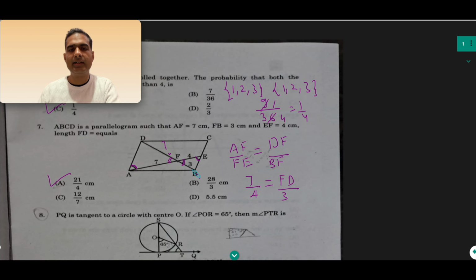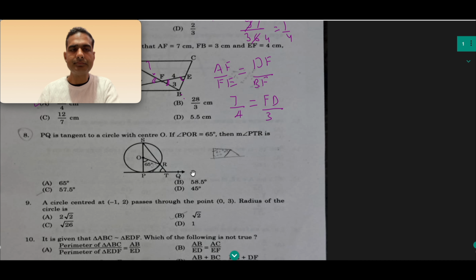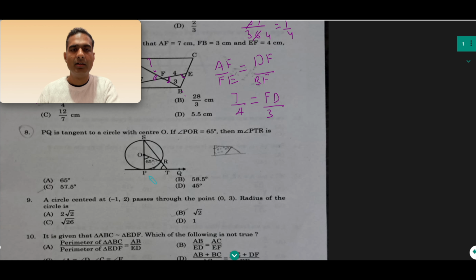So the two triangles we proved similar, and then we found out the ratio of their corresponding sides, and from there we got the value of FD as 21/4. Now question number 8, PQ. So if we see PQ is a tangent to the circle with center O, if angle POR is 65 degrees, so measure of angle PTR. So we have to find out this angle PTR.